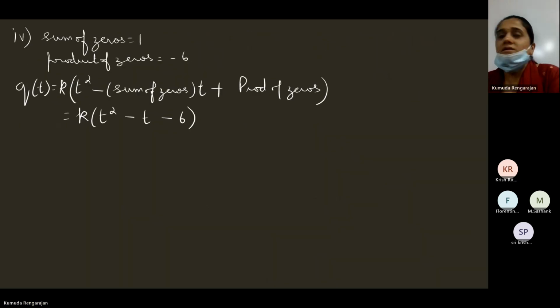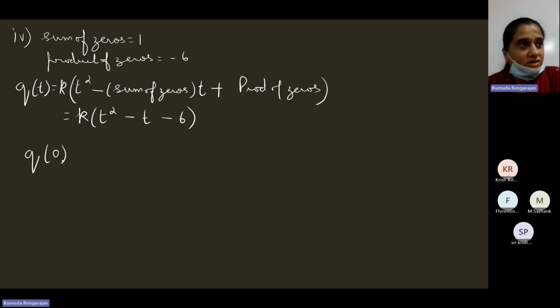So again, when t is 0, Q of t is the polynomial. See here how to write. When t is 0, what's the value of Q of 0? 48. This is how you write. When t is 0, the value of the polynomial is 48. So how do you find Q of 0? In the polynomial, wherever there is t, use 0. So k into, wherever there is t, 0.